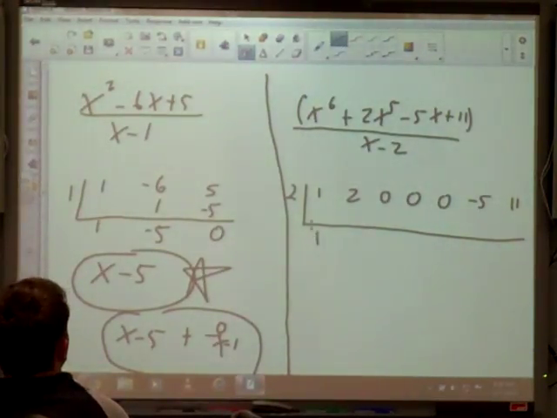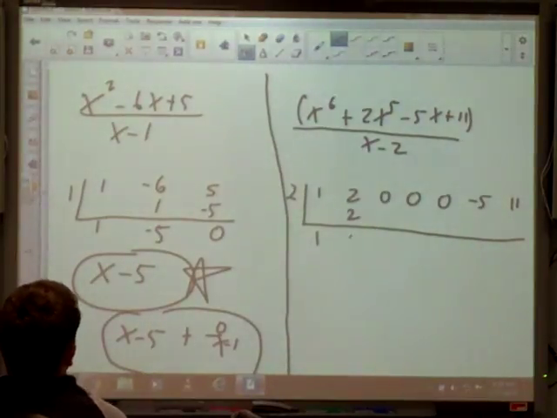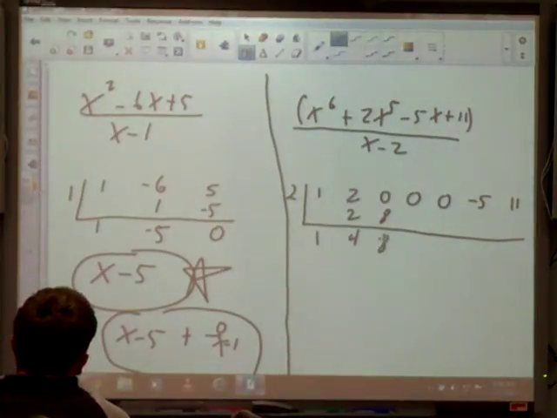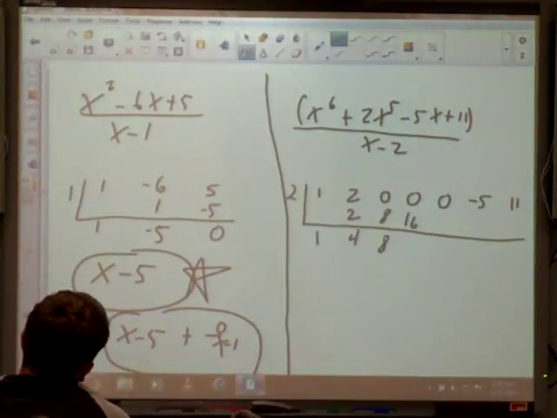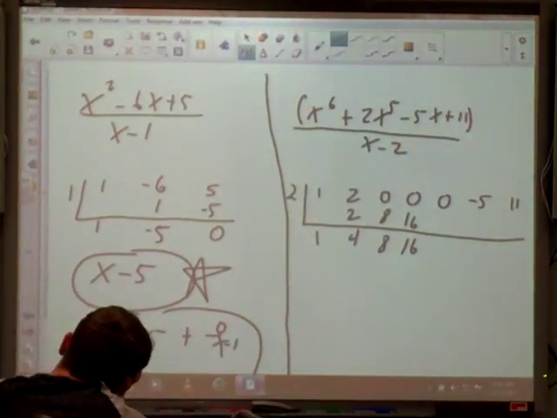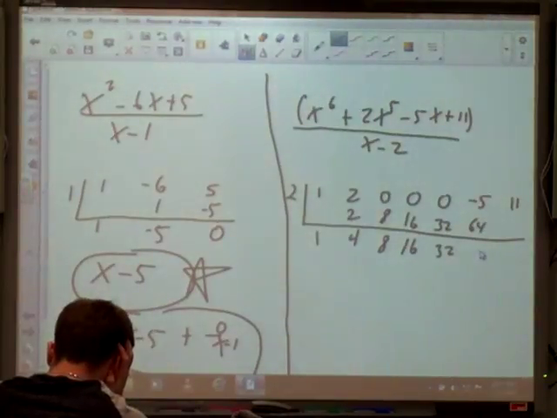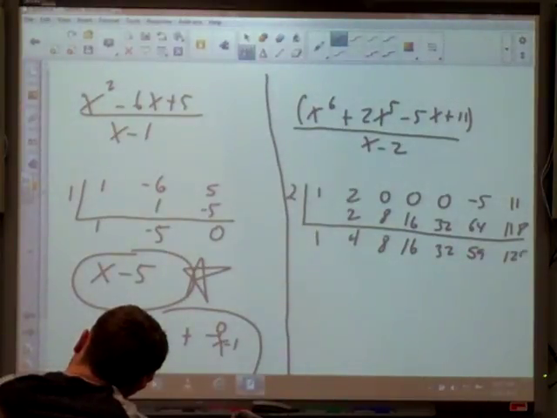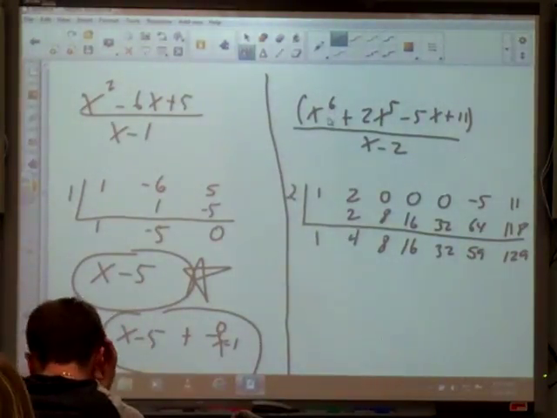Drop my 1, multiply, 1 times 2 is 2, add, 2 and 2 is 4, multiply, 4 times 2 is 8, add, 0 and 8 is 8, multiply, 8 times 2 is 16, add, 0 and 16 is 16, multiply, 16 times 2 is 32, add, 0 and 32 is 32, multiply, 32 times 2 is 64, add, -5 and 64 is 59, multiply 59 times 2 is 118, I think. Yeah. Add, that's 129.